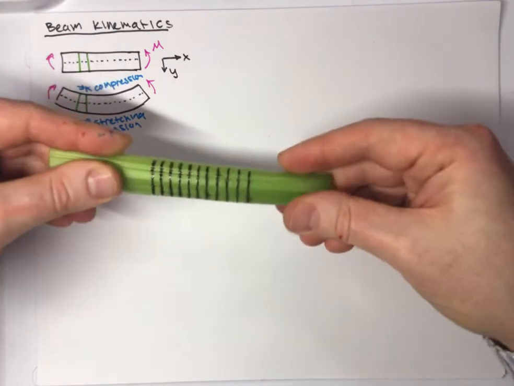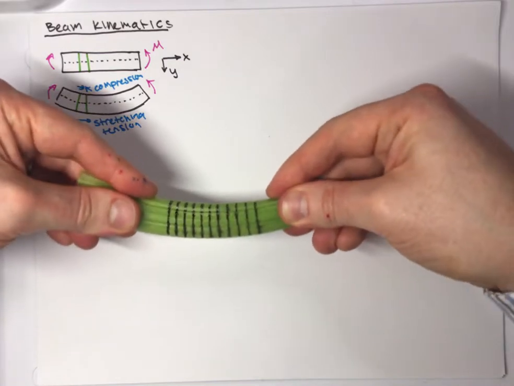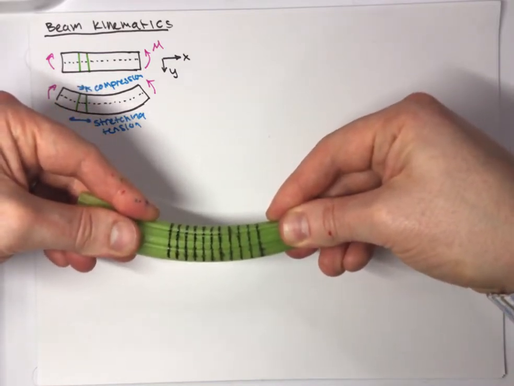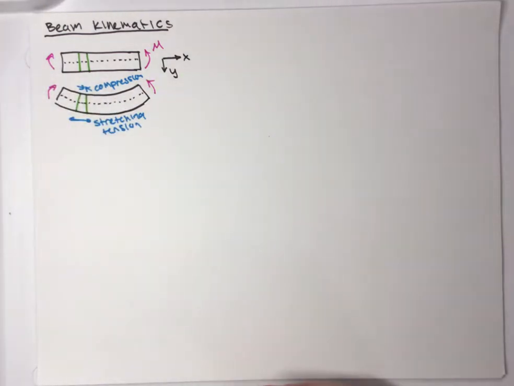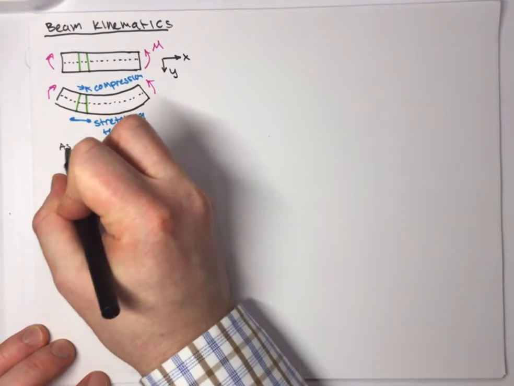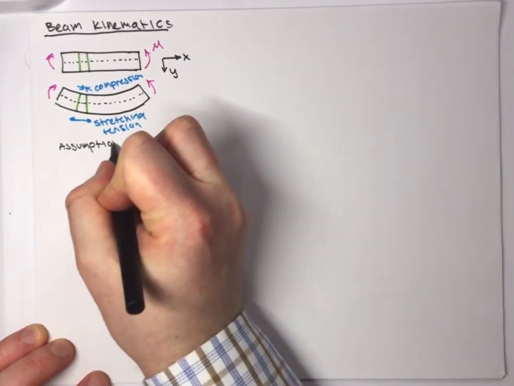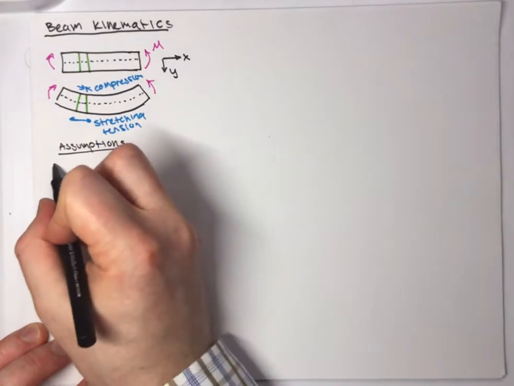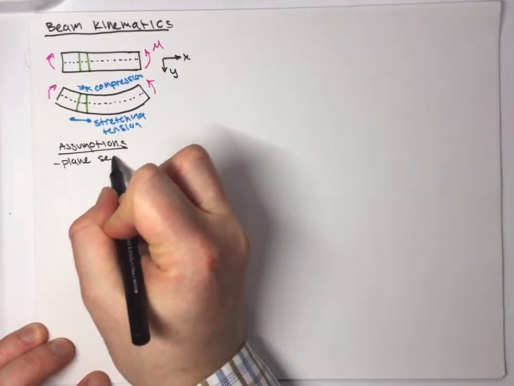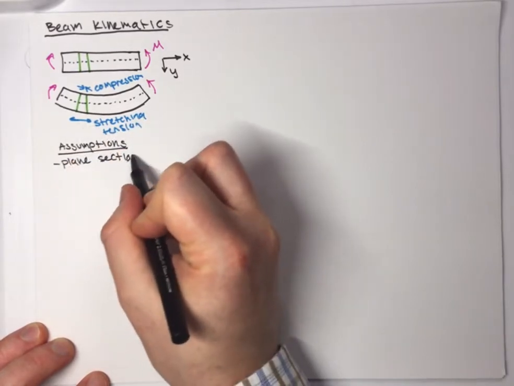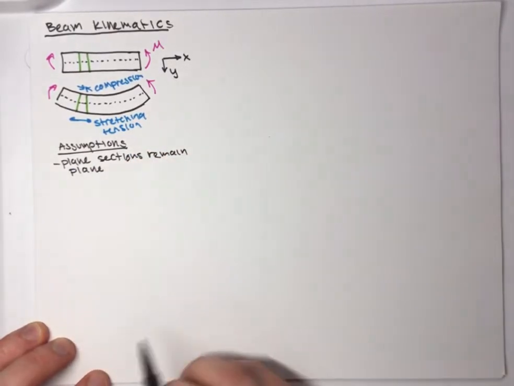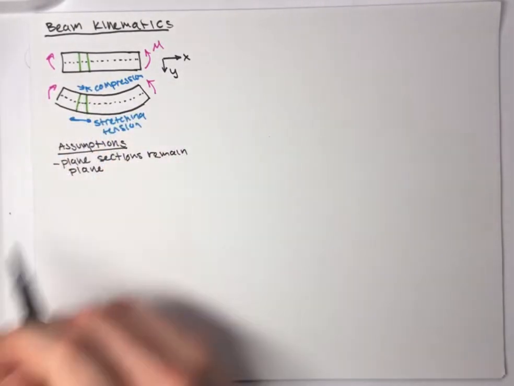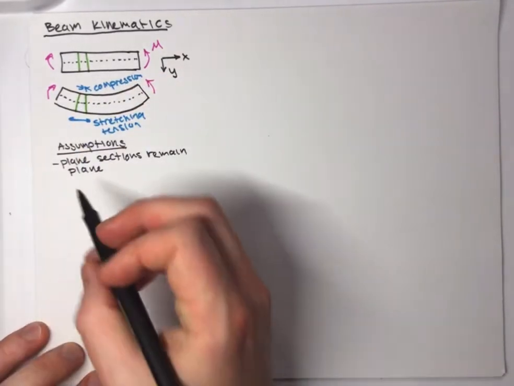And so by observing some of these deformations and thinking about what's going on here, we can make a couple of assumptions, and then we can work off of those to find our kinematic relationships. So what are the assumptions that we're going to make? We'll put those here. We have a few. The first one is that plane sections remain plane. So that's the green lines in our picture up here. So under deformation, those green lines, they don't warp, they don't get wiggly, they stay straight through our deformation.